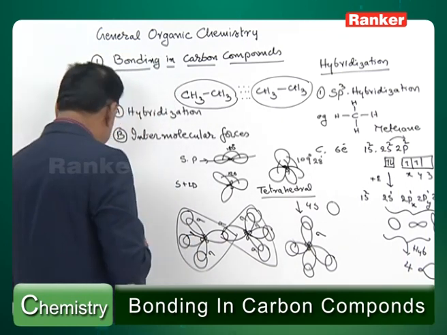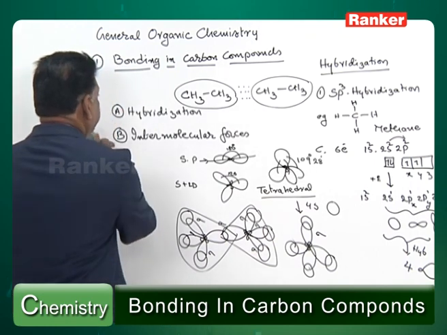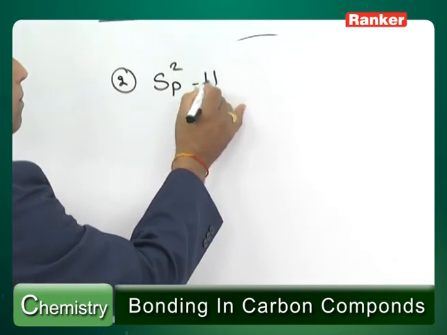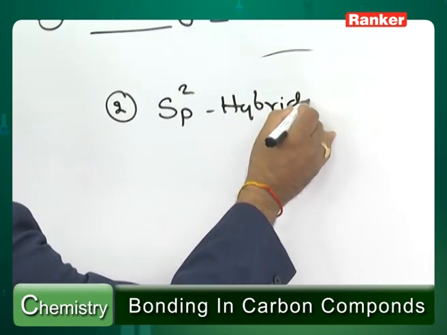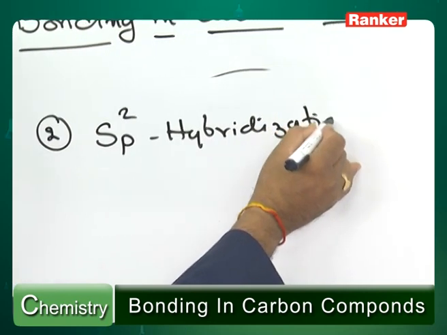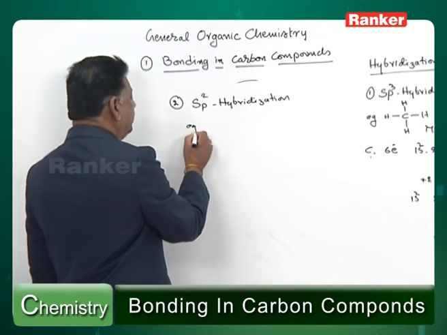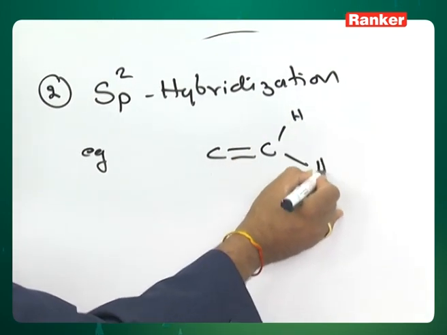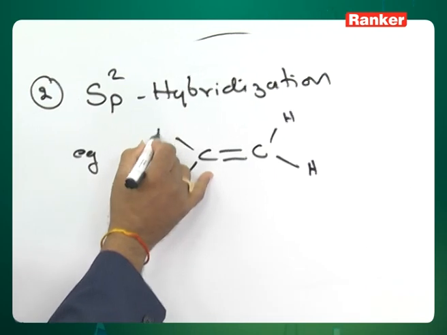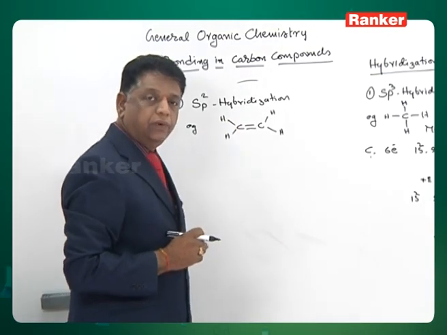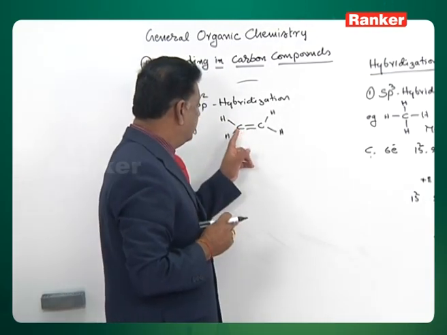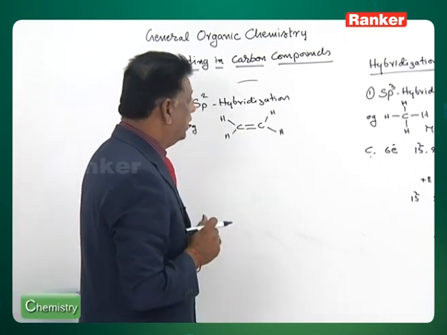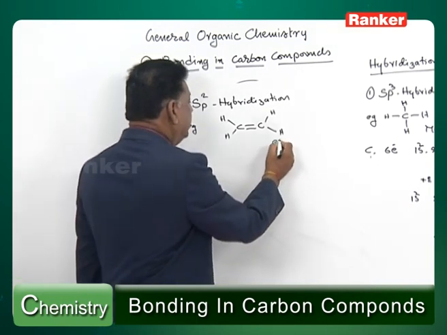Now, let us go for the second type of hybridization, sp2 hybridization. In this hybridization the best and simplest example is the ethylene molecule, that is 2 carbons and 4 hydrogens, with in between the 2 carbons 2 bonds, 1 sigma and 1 pi bond. It is an example for the sp2 hybridization. This is called the ethene molecule.